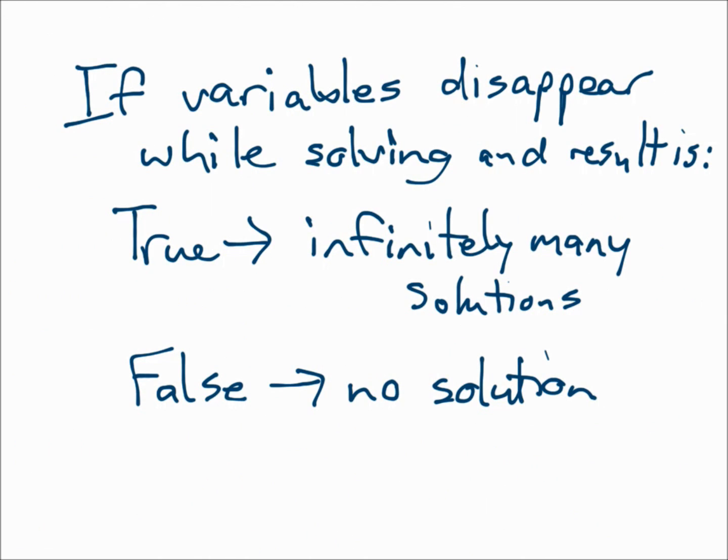One thing to keep in mind, while you're doing the work, if the variables disappear and cancel out while you're solving, and the result is true, you have infinitely many solutions. If the result is false, there's no solution. Remember, there are 3 possibilities for a system. There could be one solution, and that's what happens most of the time. But they could also be overlapping lines with infinitely many solutions, or parallel lines with no solution. So keep that in mind when those 2 other situations occur.